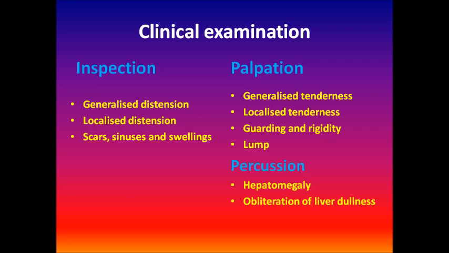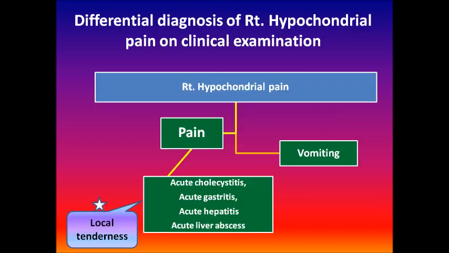During percussion, hepatomegaly has to be clearly delineated and the obliteration of liver dullness has to be elicited. When analyzing the differential diagnosis of the right hypochondrial pain, by clinical examination, in an uncomplicated situation like acute cholecystitis, acute gastritis, acute hepatitis, the local tenderness may be the only clinical finding available.